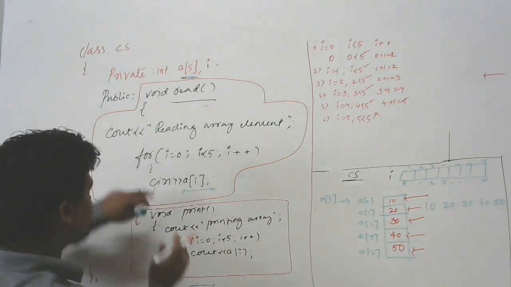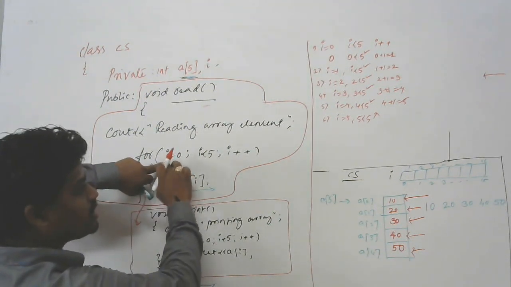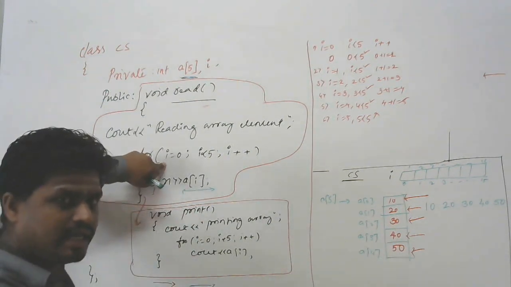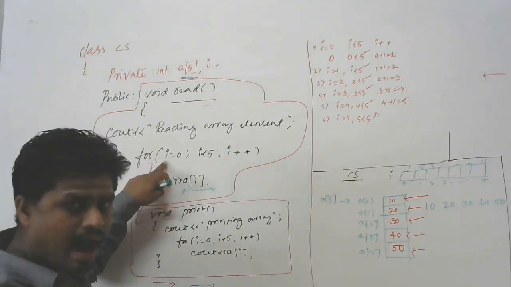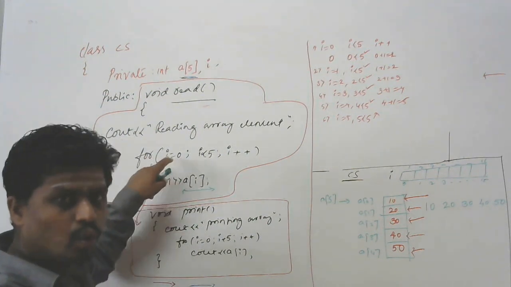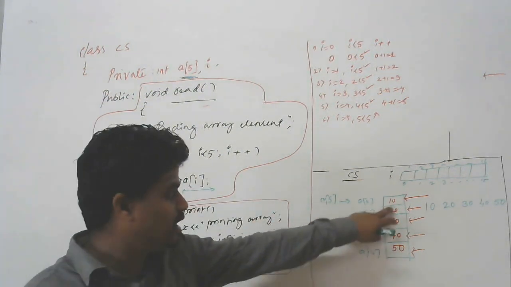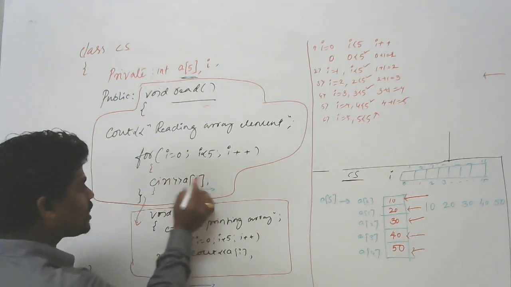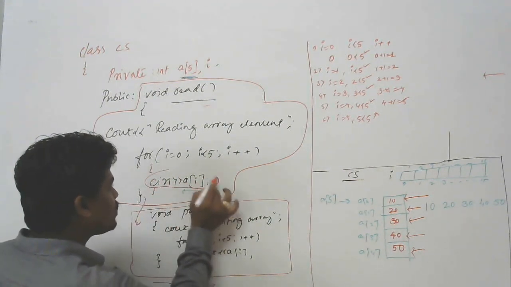Until and unless the I value visits each and every memory block, the compiler will not come out of this memory block.